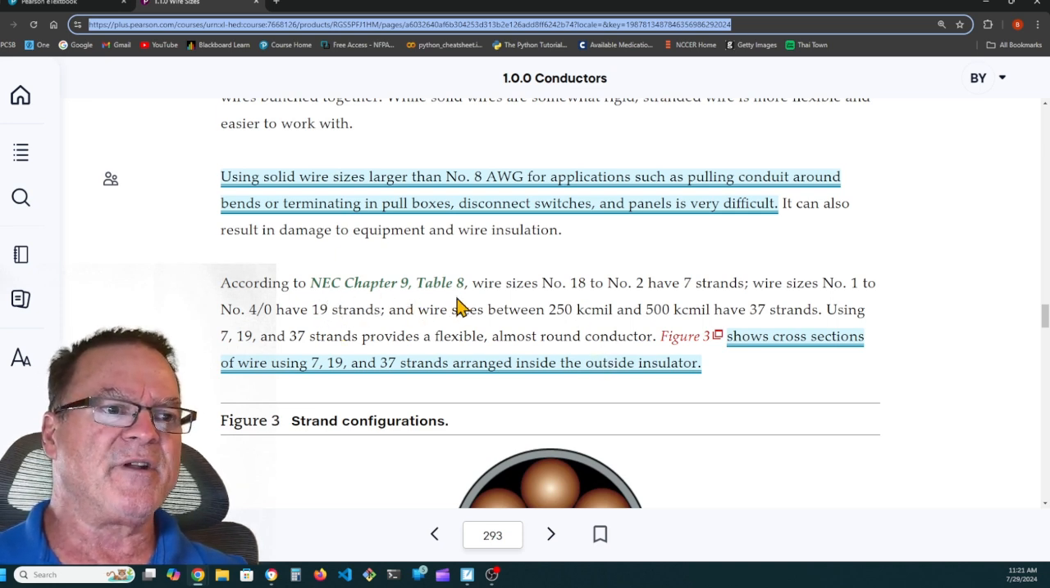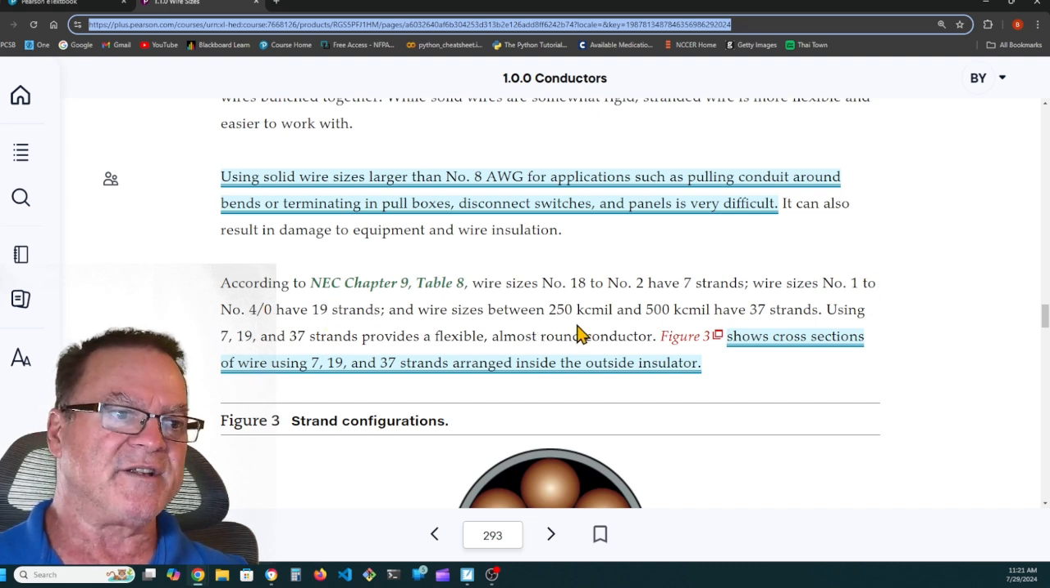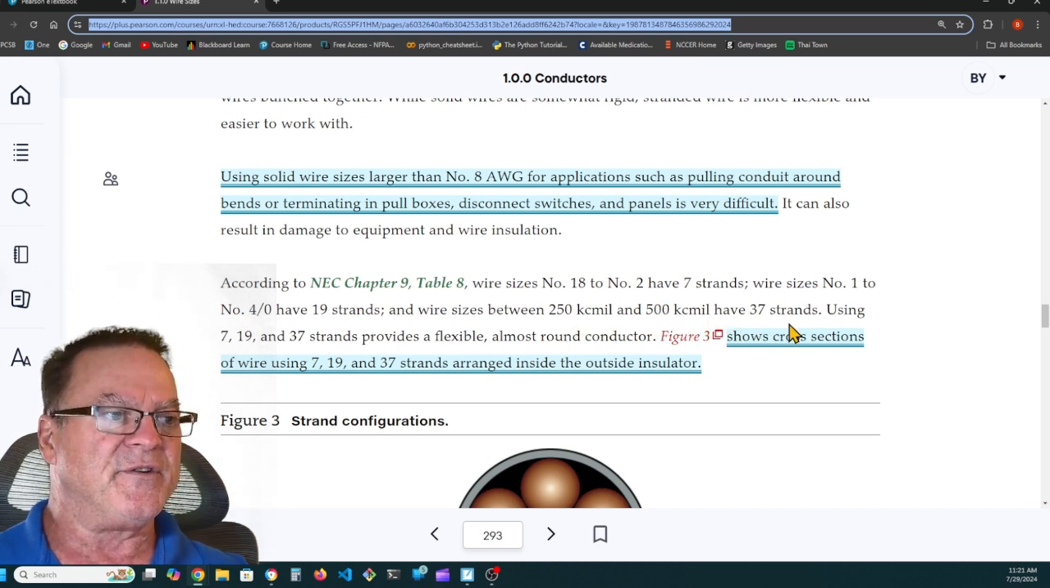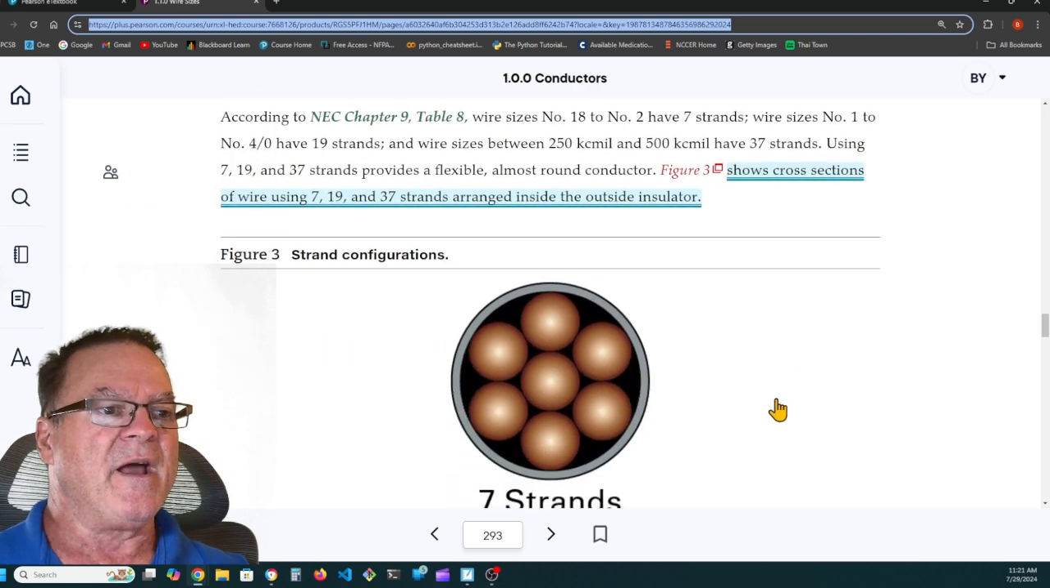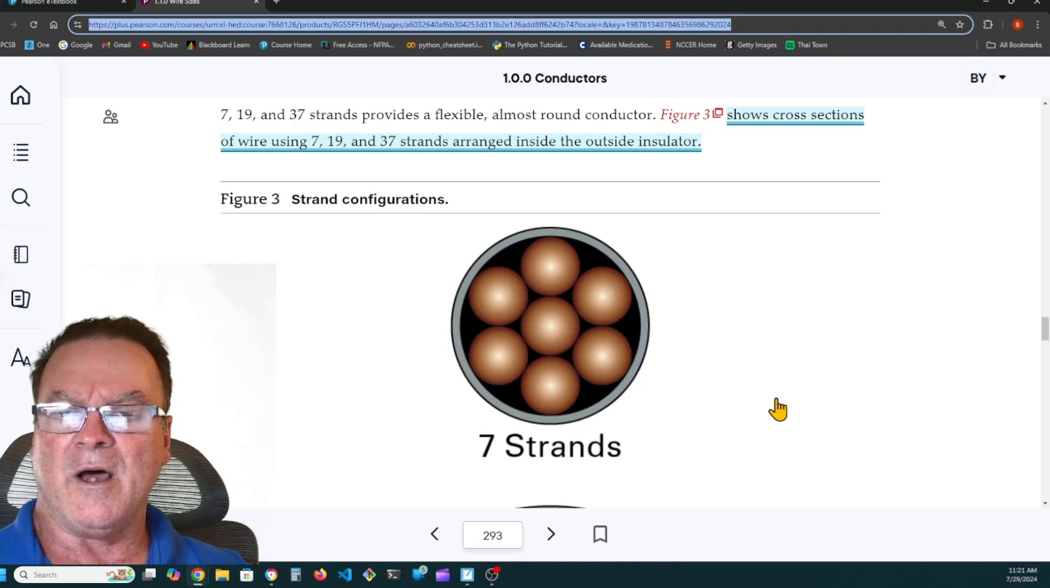According to NEC Chapter 9, Table 8, wire sizes number 18 through number 2 have 7 strands, while sizes number 1 through 4-aught have 19 strands, and wire sizes between 250 kcmil and 500 kcmil have 37 strands. Again, let's take a look at why it's always an odd number.